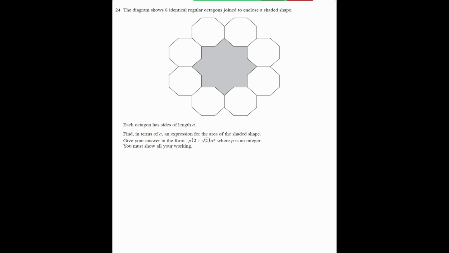So let's crack this beautifully layered geometry problem involving regular octagons and shaded area, and express our answer in a neat algebraic form. We are told the shape is made by placing 8 identical octagons around a central shaded area. The task is to find the area of this shaded region in terms of A, the side length.